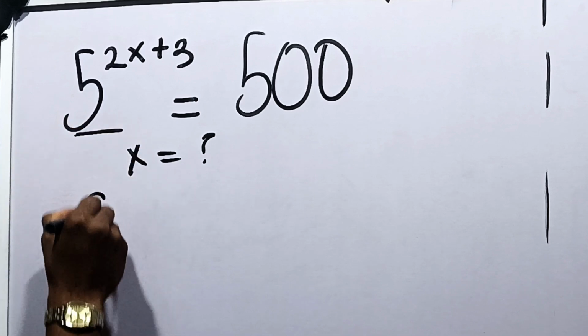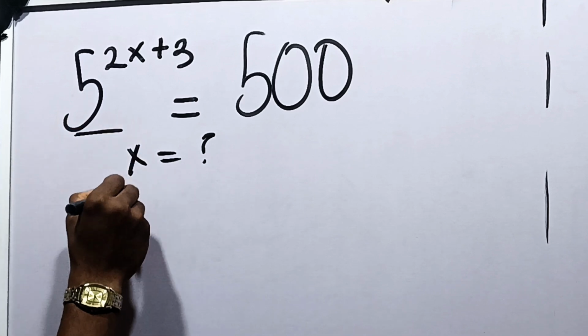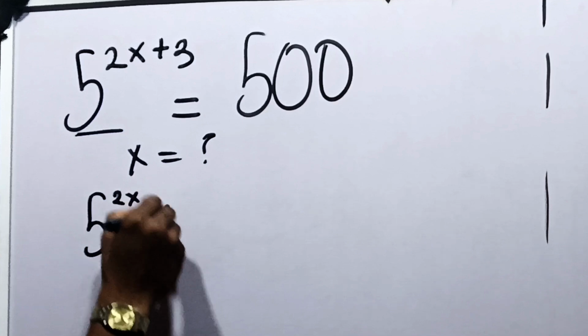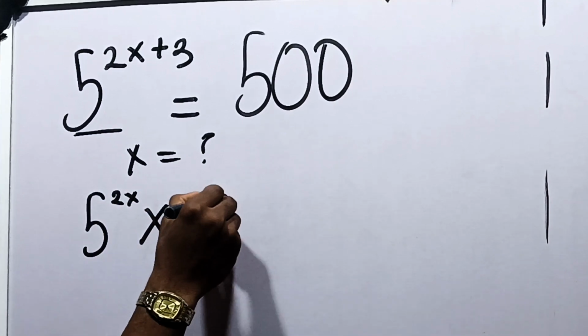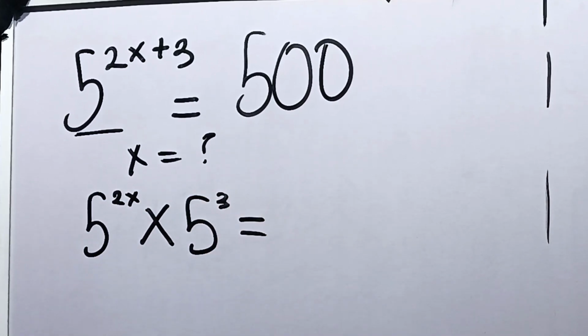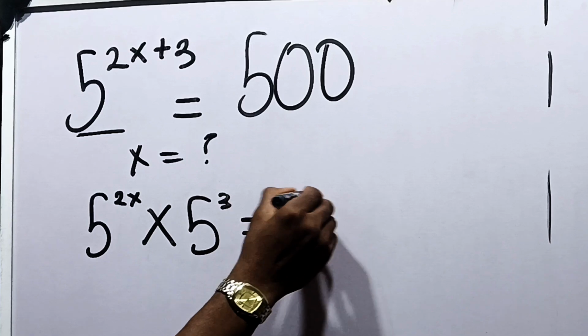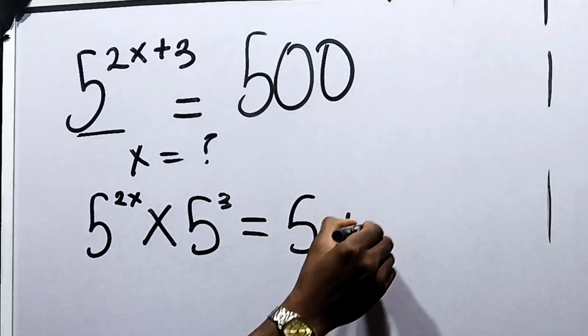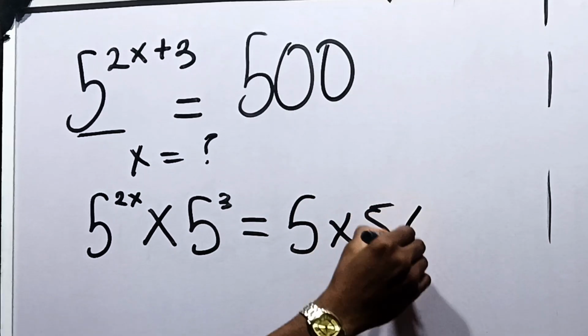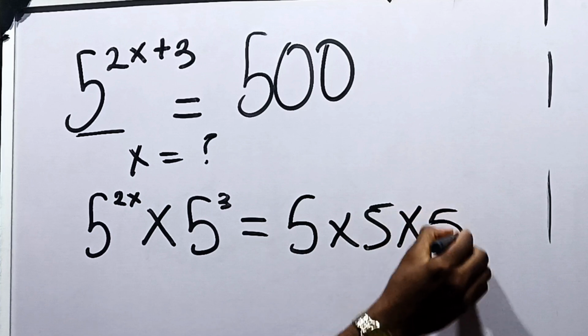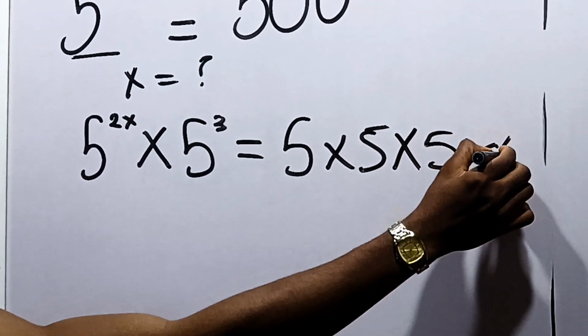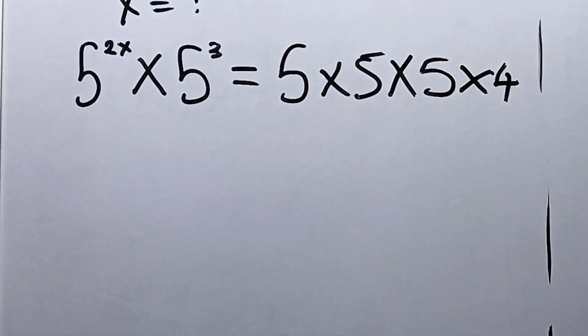So we have 5 raised to the power 2x + 3, which is equal to 5 raised to the power 2x multiplied by 5 raised to the power 3. 500, on the other hand, can be re-expressed as 5 times 5 times 5 times 4. So this is 125 times 4, which is 500.